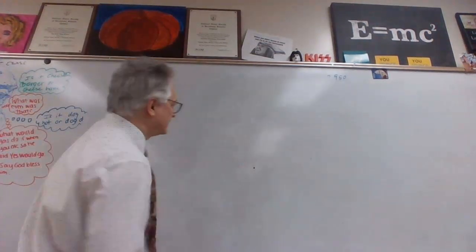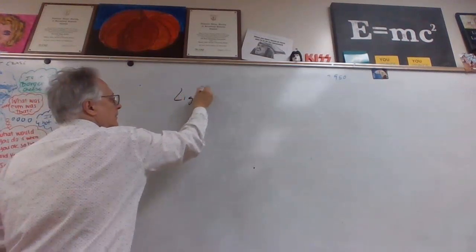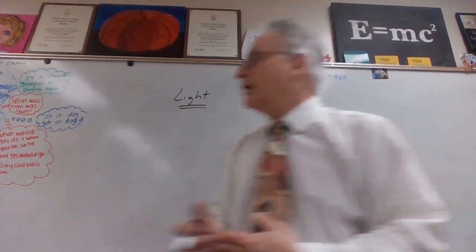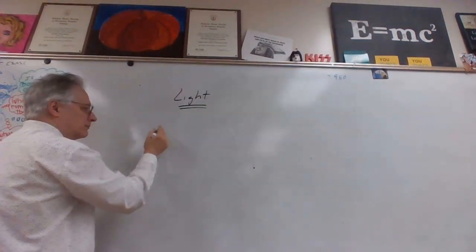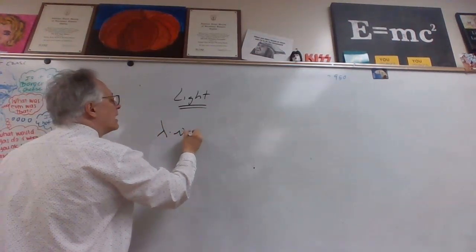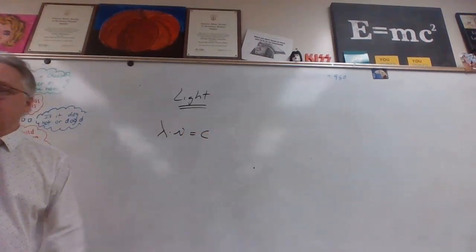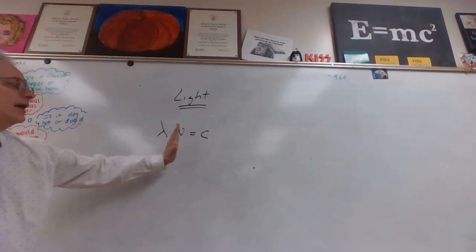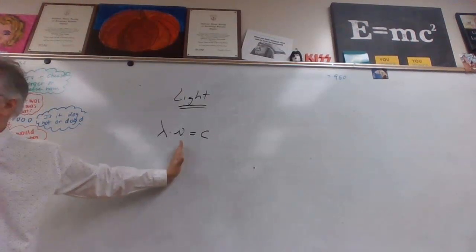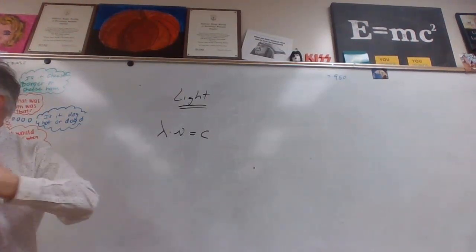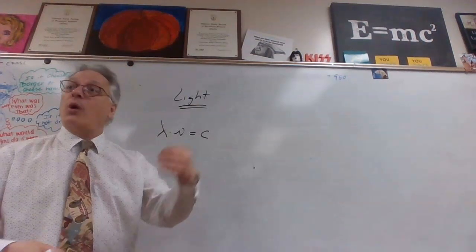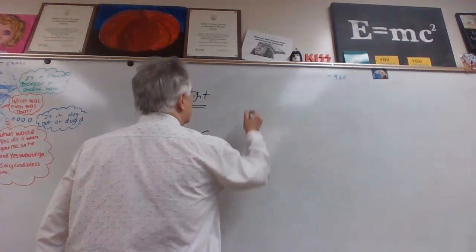In summary of chapter 6, we learned about light. We learned about light having particle properties and wave properties. We learned that light has a relationship between wavelength, frequency, and the speed of light. So if you know the wavelength and you want to get the frequency, you can rearrange that equation to do so. Are you guys okay with going back and forth between frequency and wavelength? All right, good.